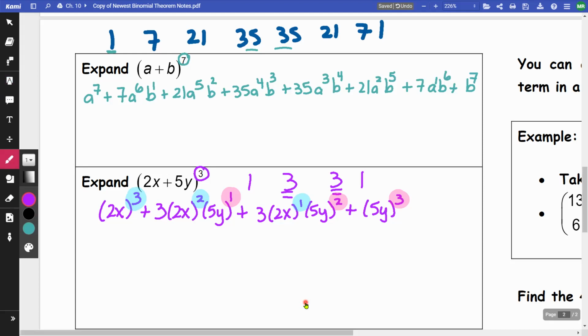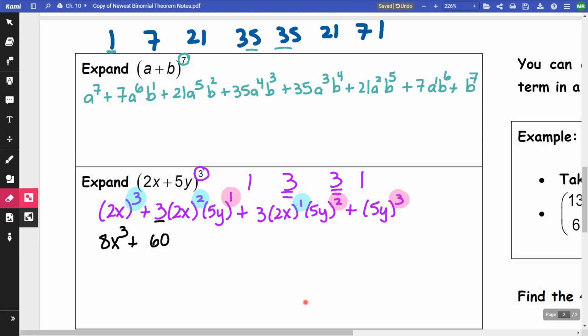Now, this one I have to do a little work. I can't leave it like this. We want to clean this up. So here I'm going to take 2x to the third, which is going to be 8x to the third. Now here I'm going to do this math. I'm going to take 3 times 2 squared, which is 4, times 5. So 3 times 4 times 5. So 3 times 4 is 12. 12 times 5 is 60. So I have to do that math.